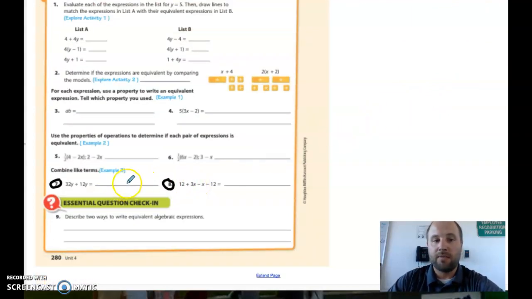This one's another easy one. I kind of like this one. You have 32y plus 12 more y. Notice the variables are the same. No exponents. You're stuck with 44y.